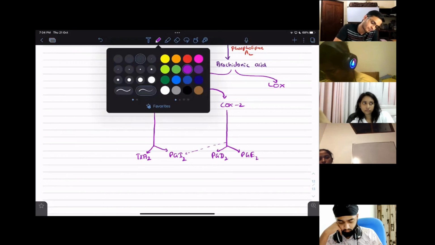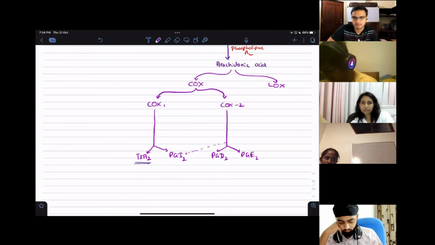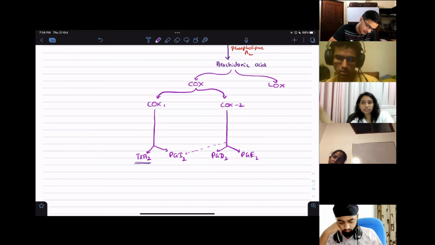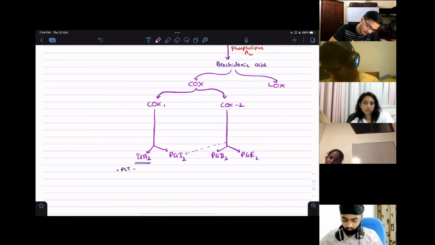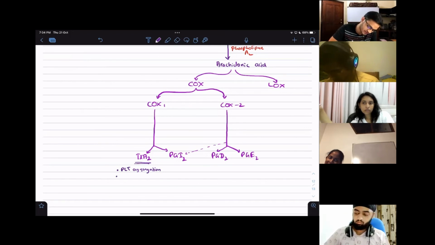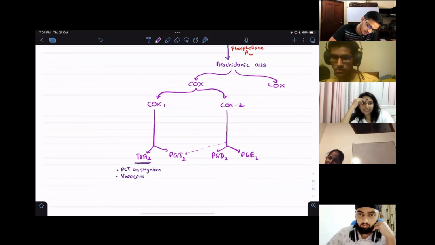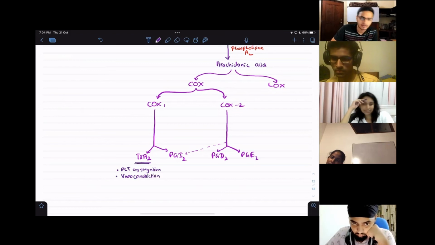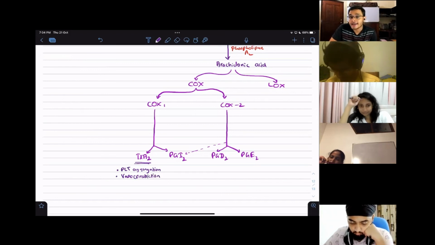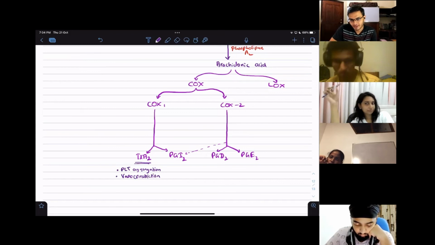Now look at this. Thromboxane A2. What does this do? Platelet aggregation. And with regards to the vessel, can it do anything? Vasoconstriction. Prostaglandin I2, what does it do?